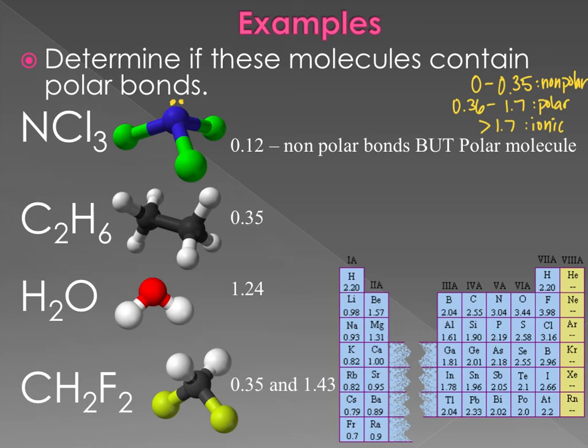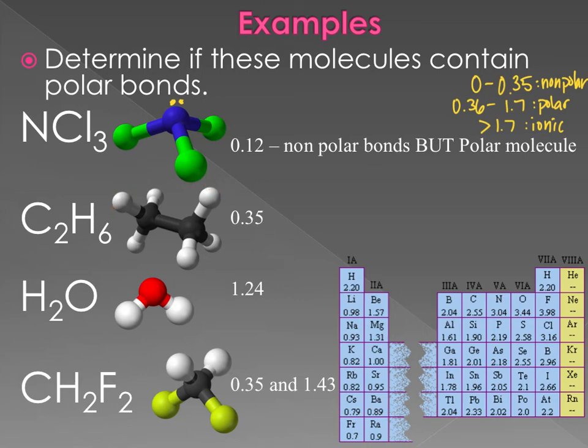Looking at this next example, we have two central atoms, both carbons. The gray on the outer are hydrogens. Carbon is 2.55, hydrogen 2.20, a difference of 0.35. Looking at that range, here we would have nonpolar. So we have nonpolar bonds between the carbon and the hydrogens, and the external atoms are all the same. So this would have nonpolar bonds and a nonpolar molecule.